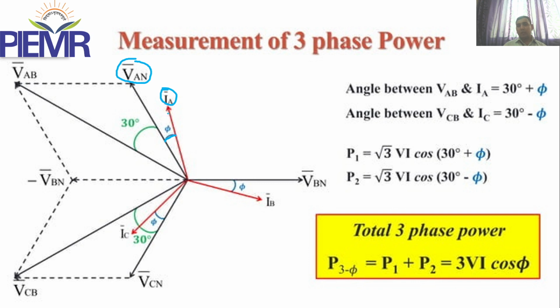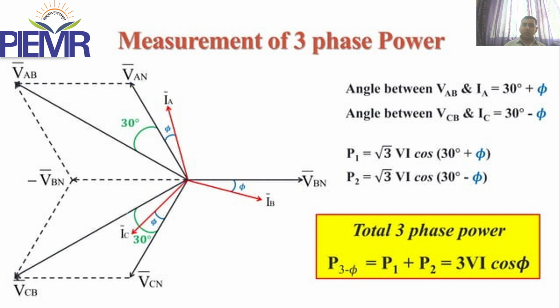What is now the angle between VA and VAB? We have to calculate. It should be 30 plus phi. So we will calculate 30 plus phi. Now secondly, we have to consider the voltage VCB. How should we get VCB? First we have VCN. Now we also get minus of VBN. So we have the resultant of VCB.